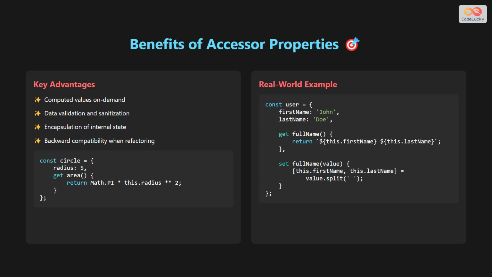In the first code example, area is calculated based on the radius on demand. In the second code example, the full name is updated when first or last name are changed or when the full name is set directly.